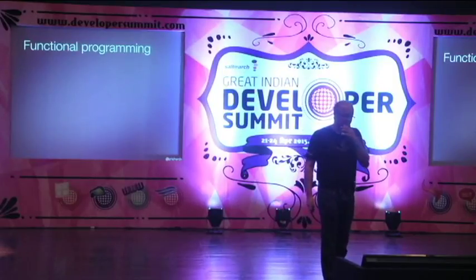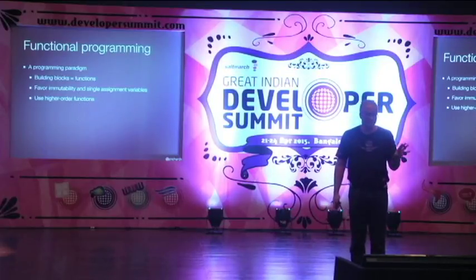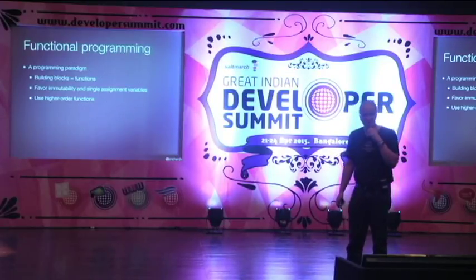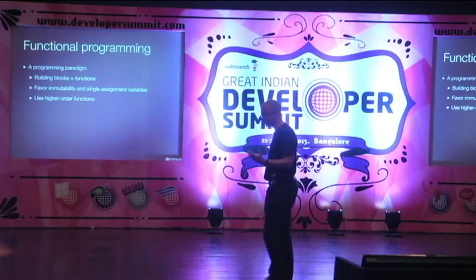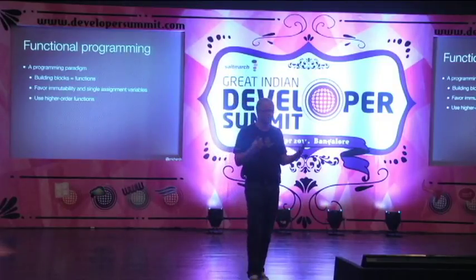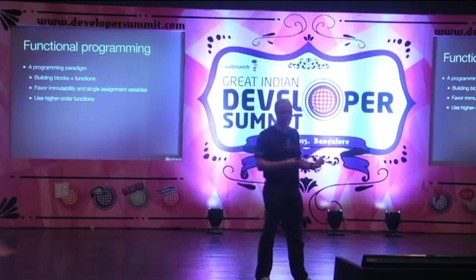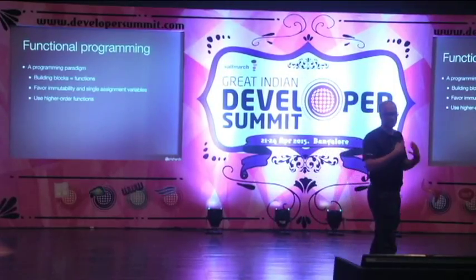So the answer, of course, is to take a functional approach. And just to summarize the big idea from my talk yesterday, functional programming is a paradigm where the building blocks of your code are functions, as opposed to object-oriented programming where you're building programs out of objects or classes. And functional programming favors immutability.